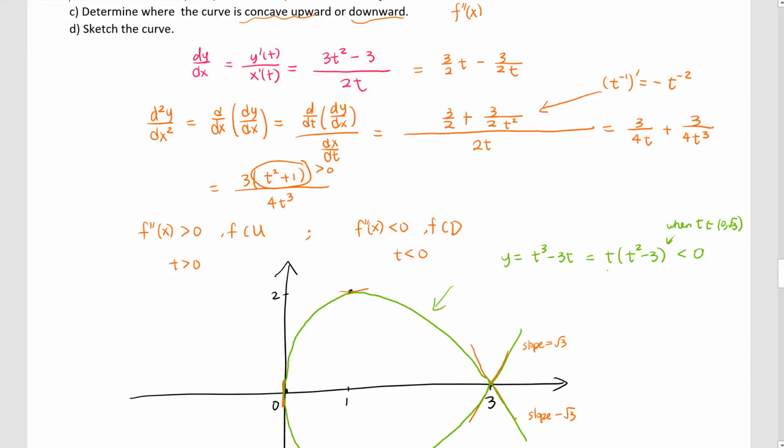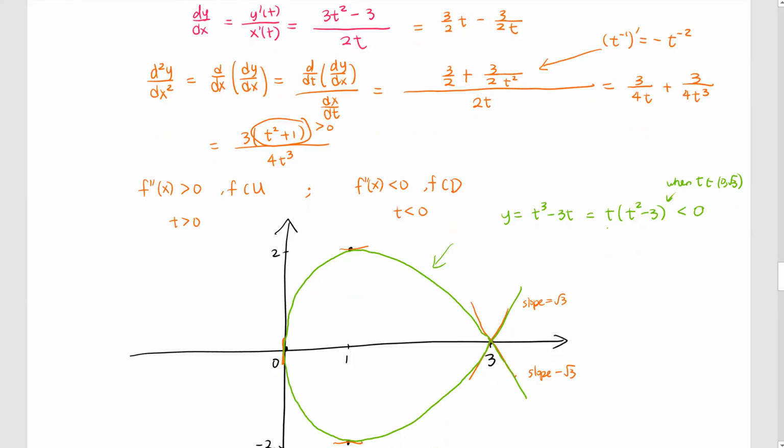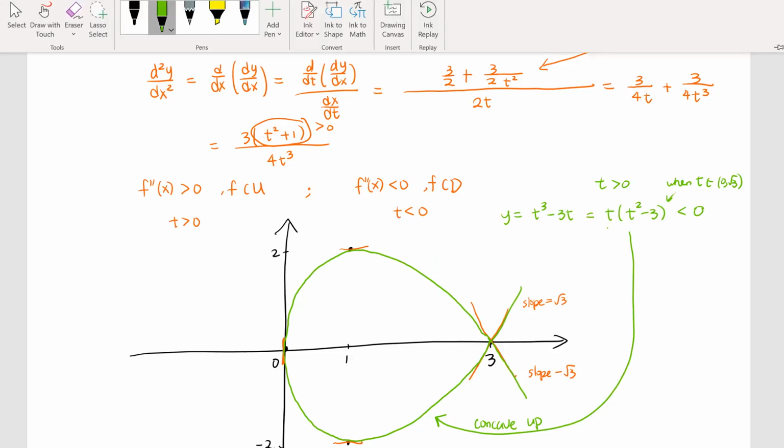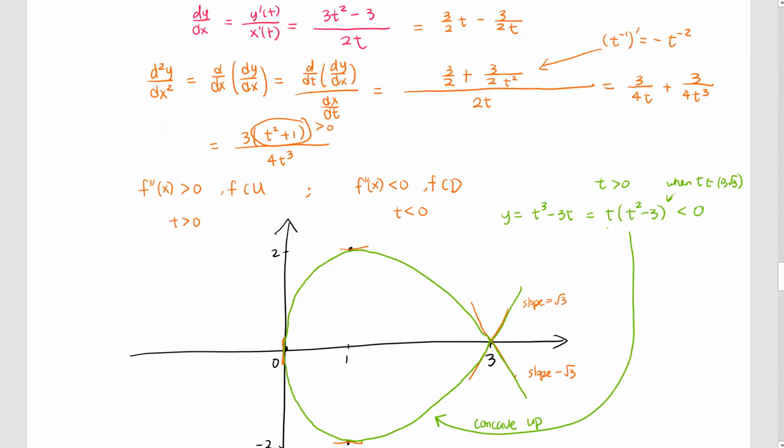Oh, so when t is positive, this is actually corresponding to this piece. So that's why, when t is positive, it corresponds to this piece, so we have concave up.